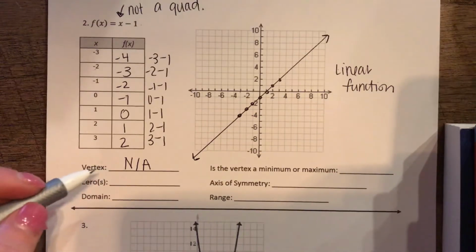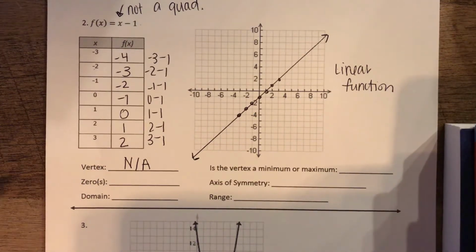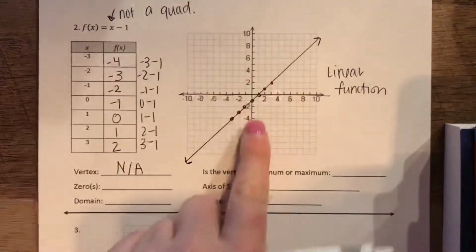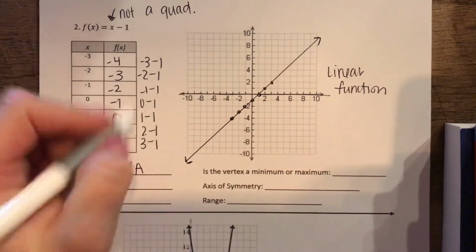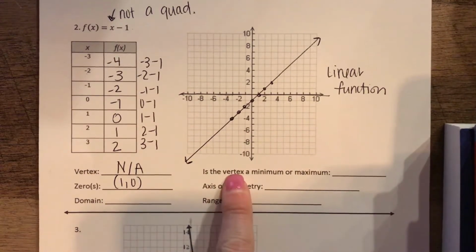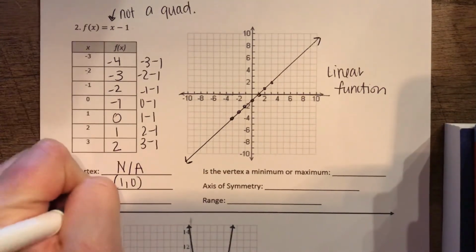The zeros still can be applied here. A zero is where it crosses the x-axis, which is this right here. The only place this crosses the x-axis is at 1, 0. Next is the domain. With all linear functions, our domain is all real numbers.